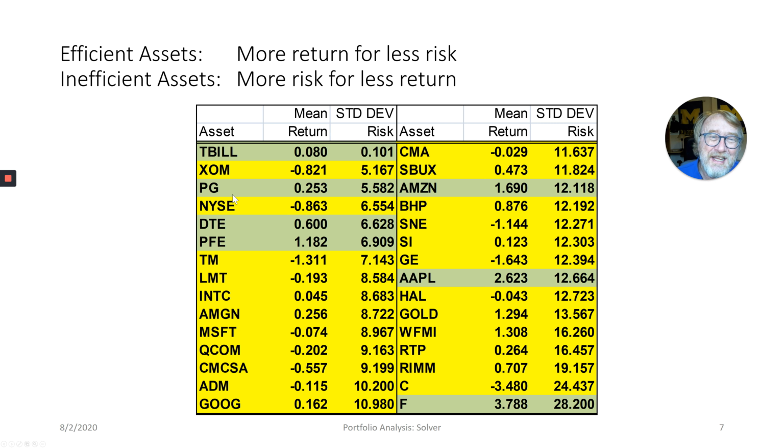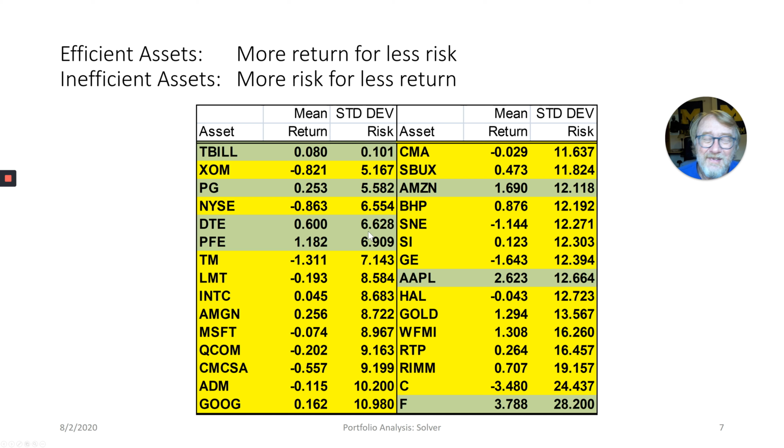Next one up is Procter & Gamble. And compared to T-bills, the risk went up, right, from 0.1 to 5% risk a month. But the return went up too, right? These are all in percentages, so that's 0.25% return. At least it's somewhat positive. New York Stock Exchange went down, so that's inefficient. You would not invest in the New York Stock Exchange, the overall index, if you knew that.